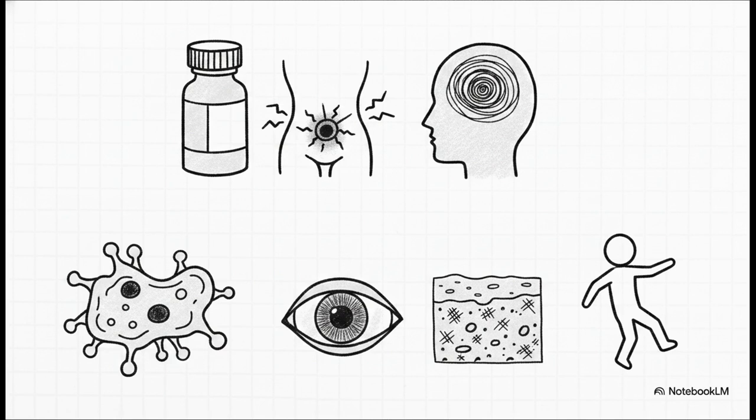We also see ALD and AMN driven by peroxisomal transporter ABCD1 mutations. And then there's Refsum's disease, caused by PHYH mutations that lead to phytanic acid accumulation. That presents with ataxia, ichthyosis, and retinitis pigmentosa, and is treated with dietary restriction.